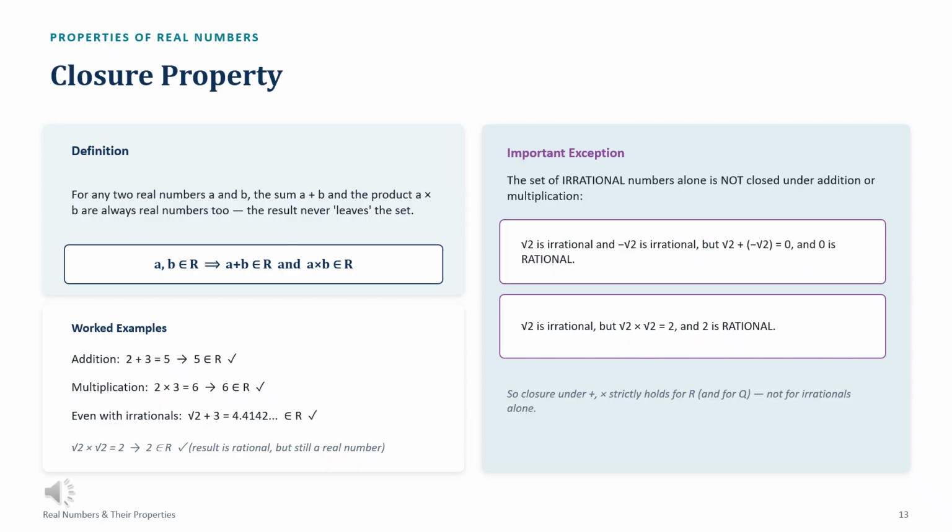Here's an interesting exception, though. Irrational numbers alone are not closed under addition or multiplication. The square root of 2 plus negative square root of 2 equals 0, which is rational, not irrational. And the square root of 2 times itself equals 2, also rational. So closure strictly holds for the real numbers as a whole, but not for the irrationals by themselves.